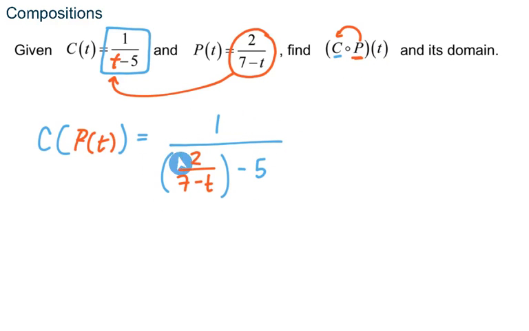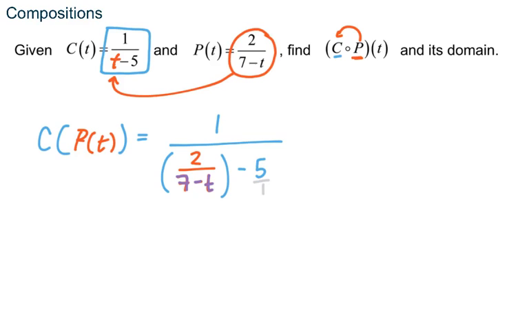1 over the quantity 2 divided by 7 minus T, all of that then minus 5, which is all in the denominator. All right, so now let's look at simplifying. And here we're simplifying. We have fractions that we need to deal with. So remember, when you're dealing with fractions, you often need a common denominator. And what I'm going to do is I'm going to look at the fact that I have 7 minus T in the denominator. That 5 we're looking at, well, that's kind of over an invisible 1 right now.